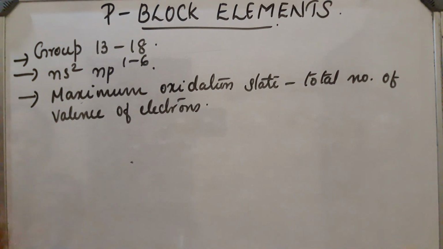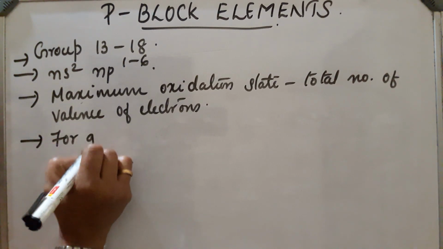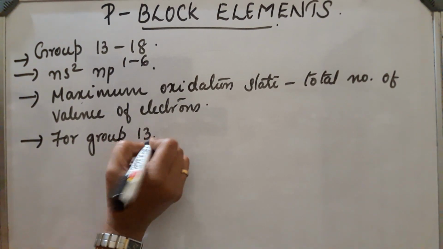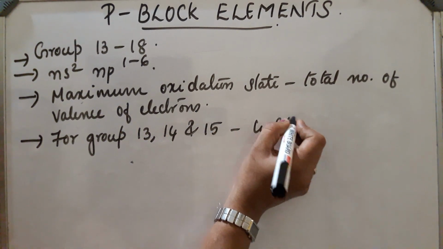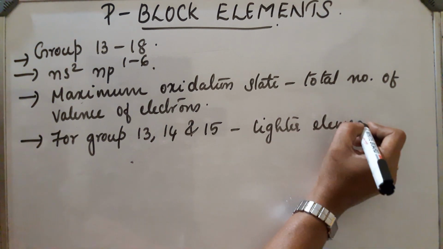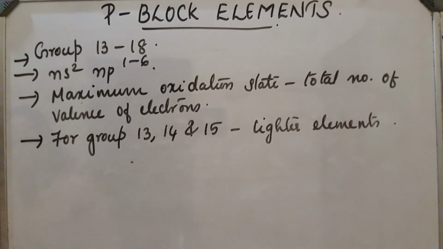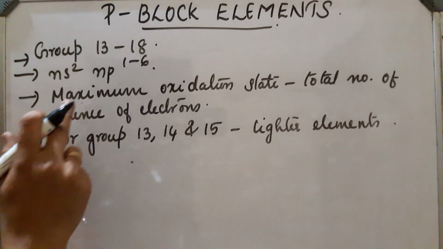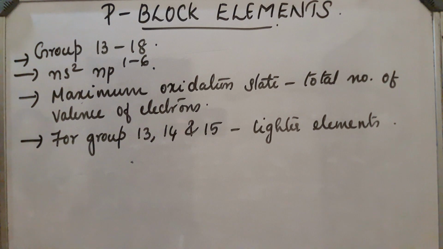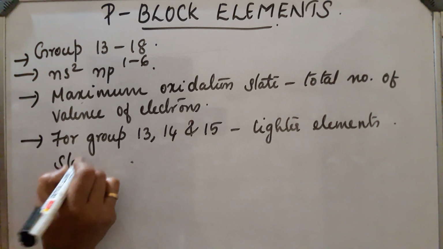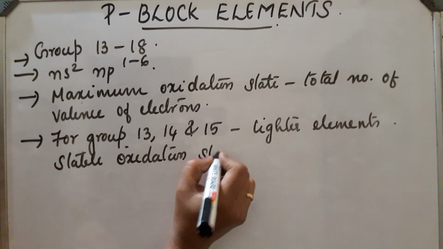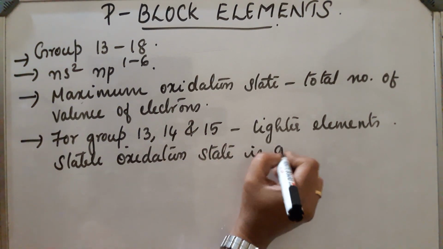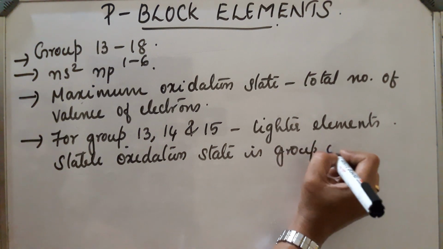For example, for groups 13, 14 and 15, in these cases, lighter elements, meaning the elements at the top of the group, show the stable oxidation state as the maximum oxidation state or total number of valence electrons. In the case of lighter elements, their stable oxidation state is the group oxidation state or maximum oxidation state.